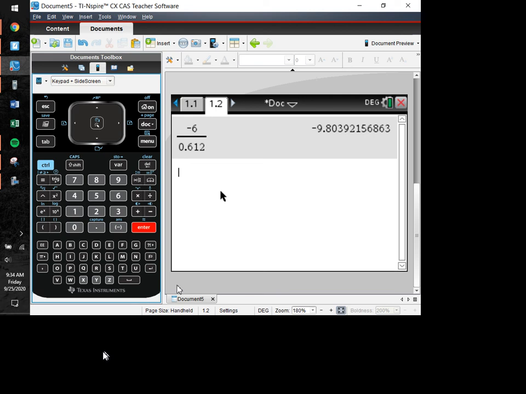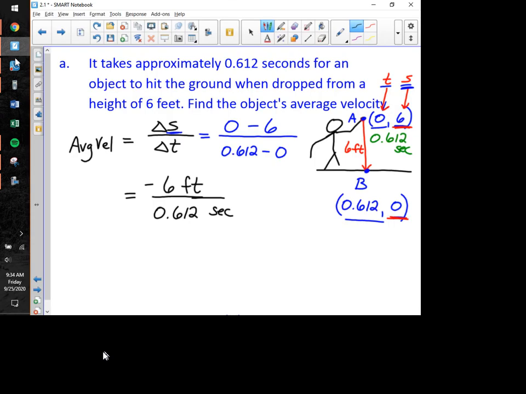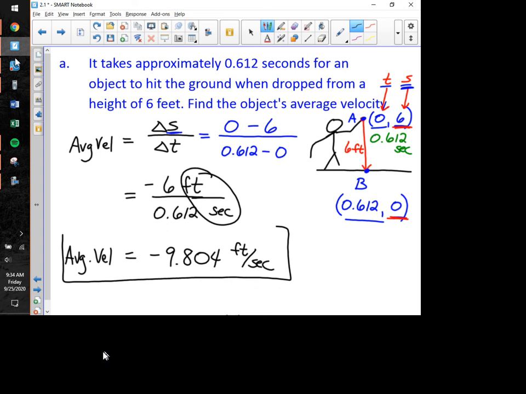Now, because I put a decimal into the calculator, it's going to give us a decimal answer of negative 9.8039 and so on, and we always round to 3 decimal places at this level, guys. The sooner we can get into that habit, the better. So negative 9.804 is going to be our answer here, and the units are given to you right there. That's going to be feet per second. So that right there, guys, is the average velocity of this object in free fall from a height of 6 feet.